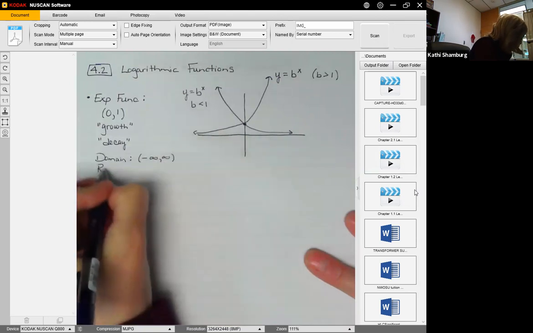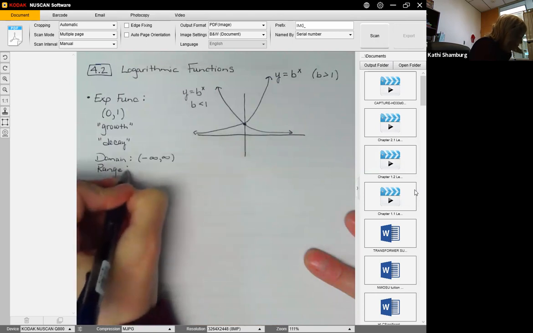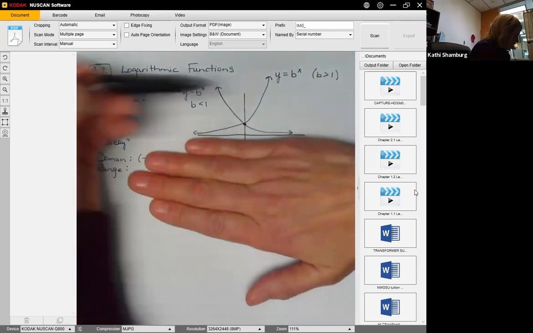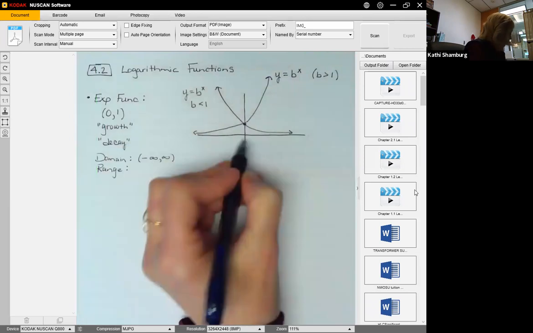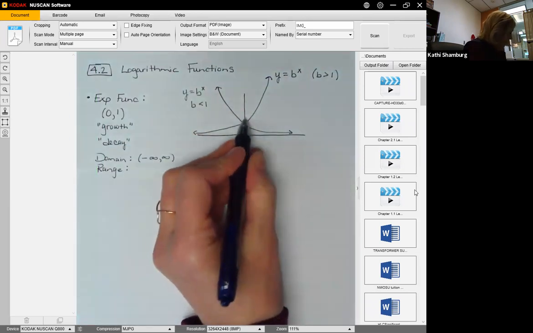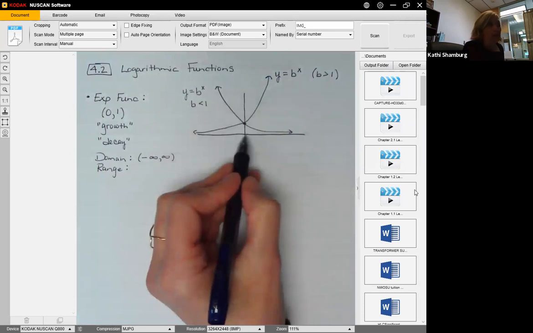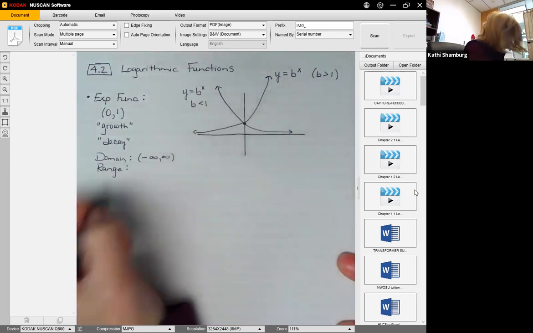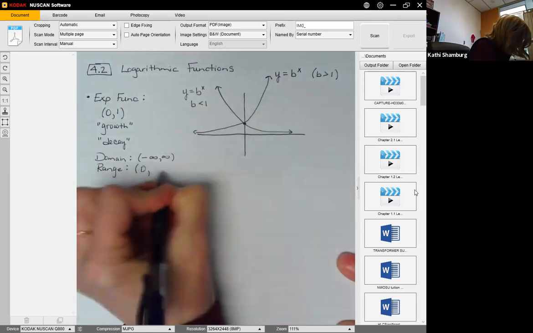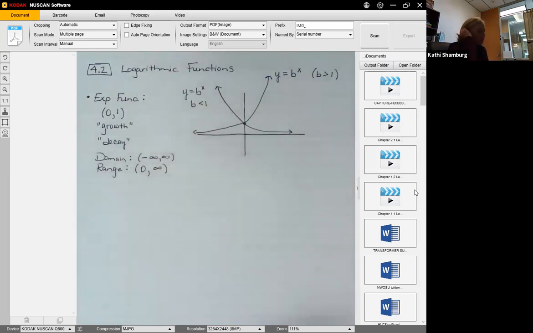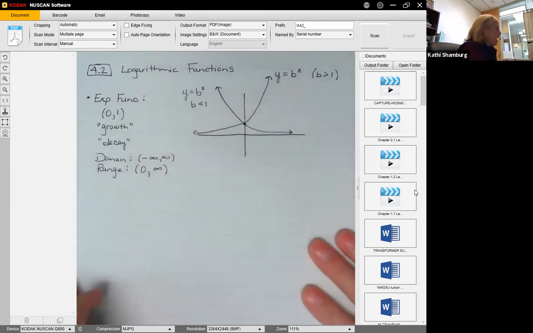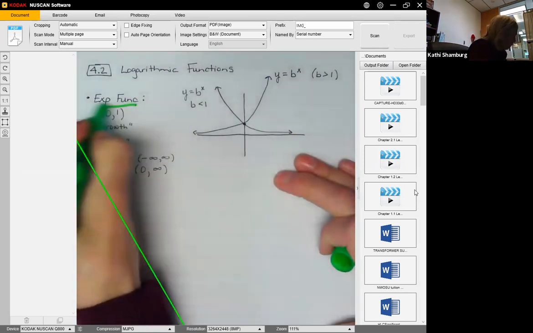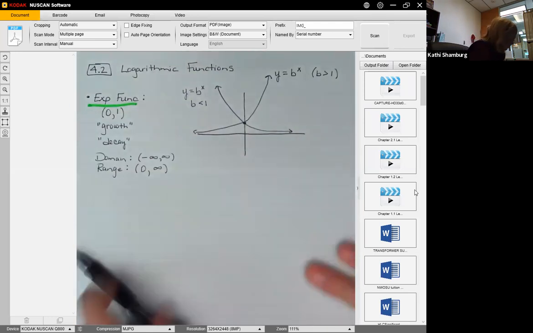Now the range is your output or your y-axis. And if you'll notice, y is everything from here and above. Well, if I'm only looking at points here and above the x-axis, that means my domain can only be positive, or I'm sorry, not my domain, my range. So it is from 0 to infinity. So I just want to remind you about that. So that's exponential functions, which is what we did in 4.1. So that's just a quick reminder.